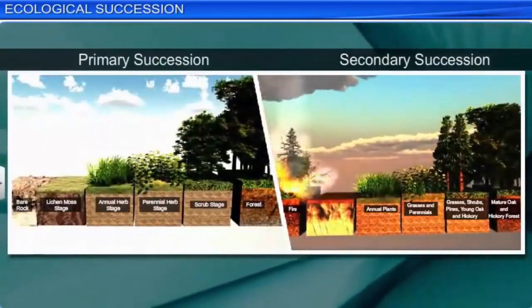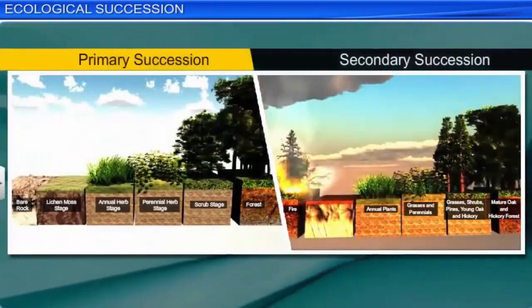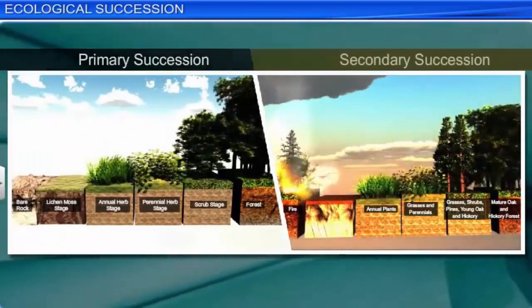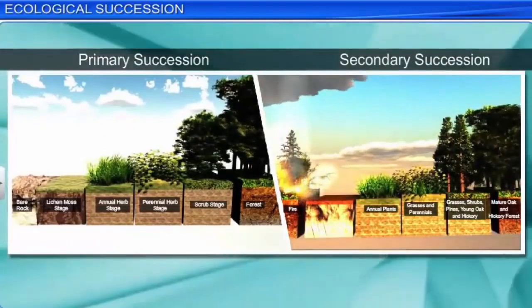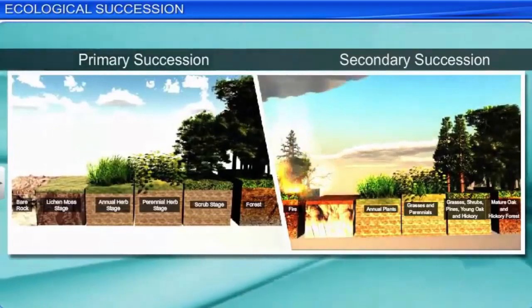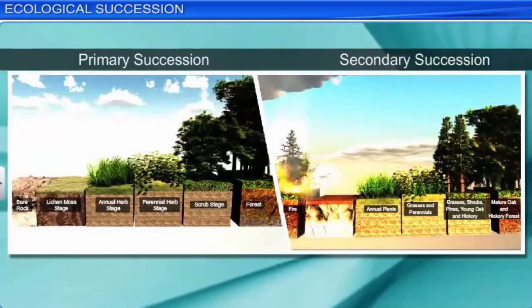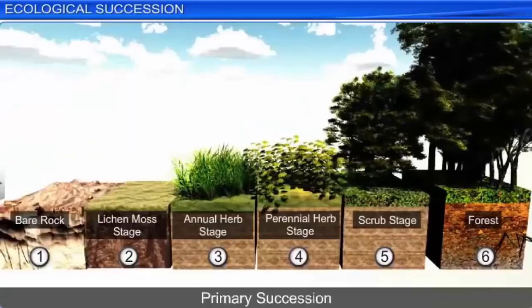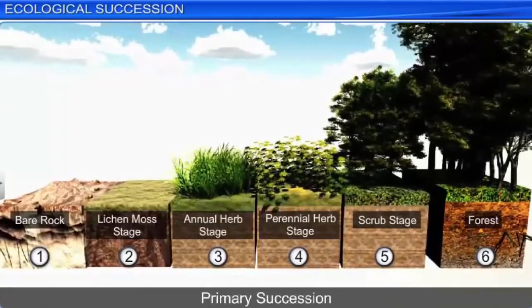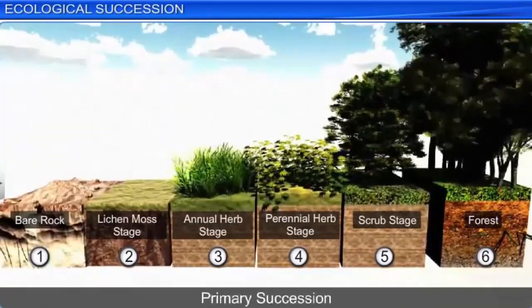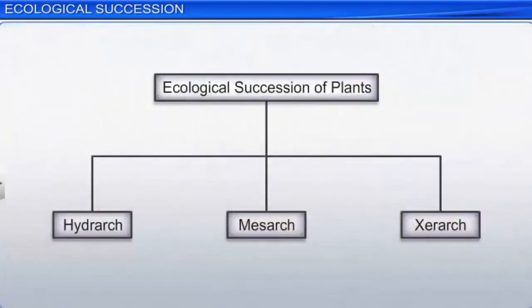However, at any time during the process of primary or secondary succession, man-made or natural disturbances can result in a particular seral stage being converted to an earlier stage. Now, let's learn about the process of ecological succession in plants. Based on the nature of the habitat, ecological succession of plants is categorized as hydrarch, mesarch, and xerarch.